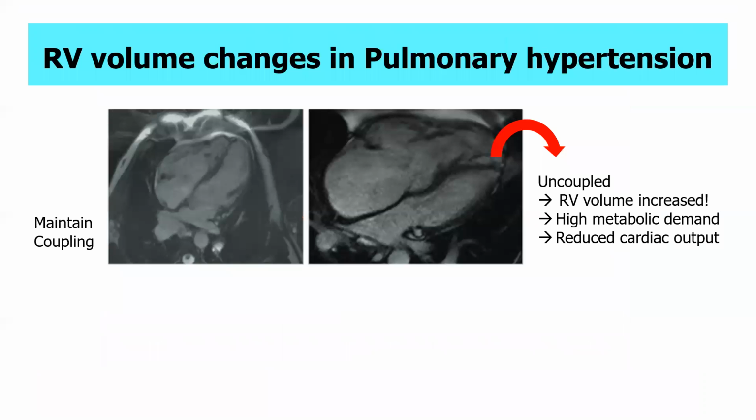These are MRI pictures of RV volume changes. On the left is the maintained coupling state, but on the right side, we can notice a hugely enlarged RV, the uncoupled state. Volume is increased, with high metabolic demand and reduced cardiac output. So this RV is very inefficient.